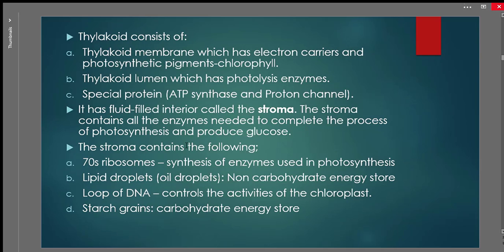Now the stroma also contains 70S ribosomes. These are the small sized ribosomes, unlike those that are found in eukaryotic organisms, which are the 80S ribosomes, where the S signifies, in simple terms, the size or the sedimentation rate of the ribosomes when they undergo centrifugation. Now we have the 70S ribosomes. These ones are used in the synthesis of enzymes used in photosynthesis like rubisco.